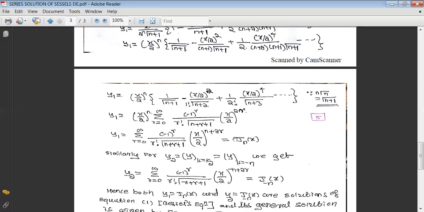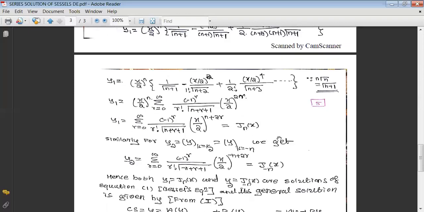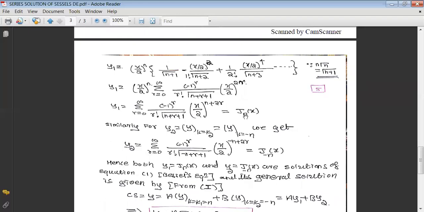And this y1, or the expression given for y1 according to this, is denoted by Jn(x), and this Jn(x) is called Bessel's function of order n. Bessel's function of first kind of order n we can write.